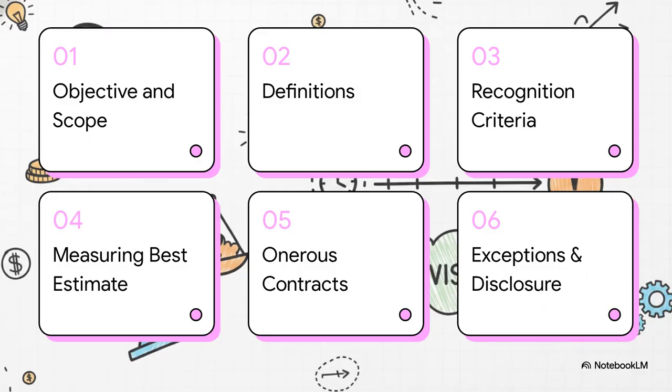Okay, let's just dive right into our 6-part checklist to demystify the gray areas of accounting for uncertainty. First, objective and scope. Then, defining the uncertainties, followed by the recognition criteria. Fourth, measuring the best estimate. Fifth, onerous contracts and restructuring. And finally, exceptions and disclosures.